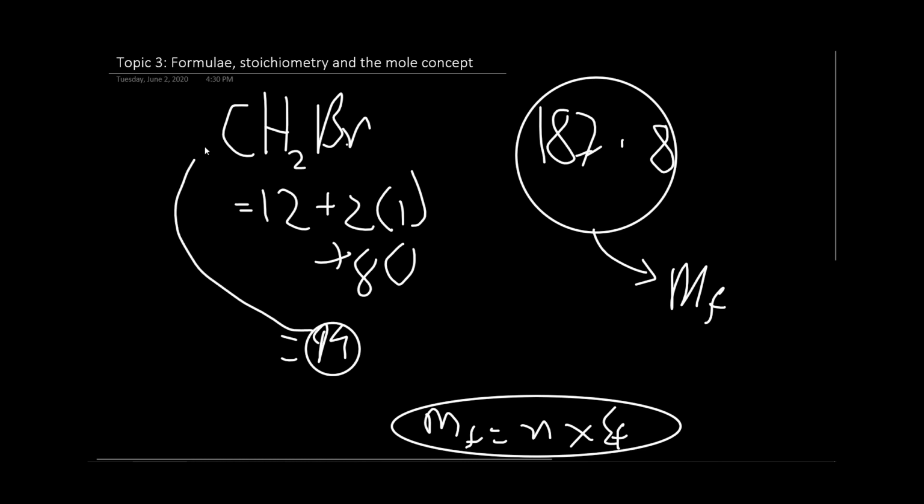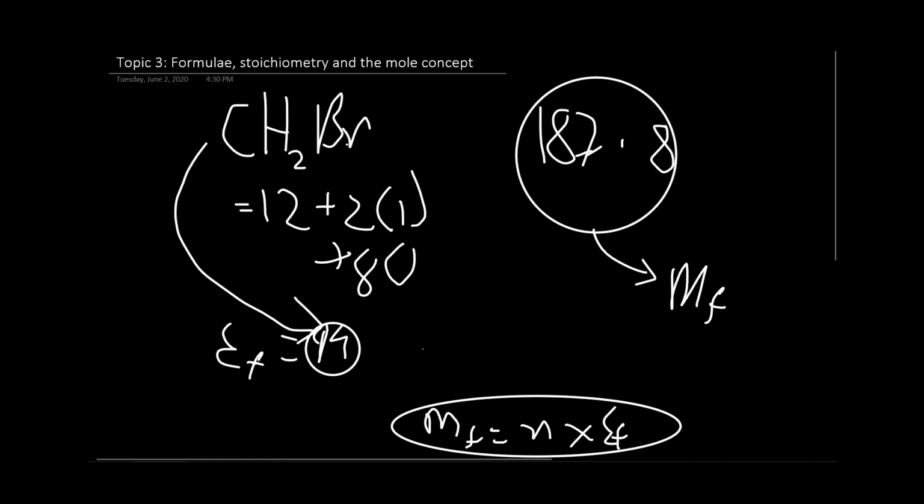Similarly, 94 is coming from the empirical formula, so we can call this our EF. Now we will be using these figures, 94 and 187.8, to calculate N. I hope it's pretty clear to you all now, right?